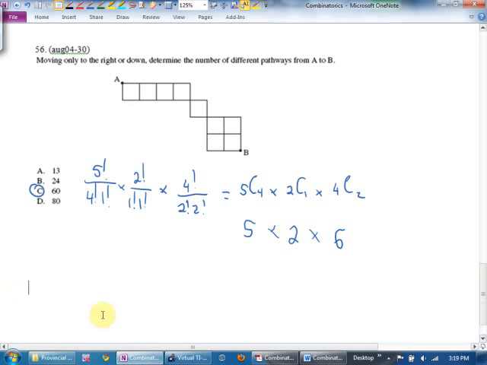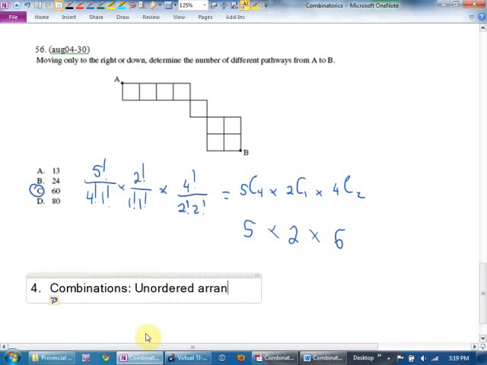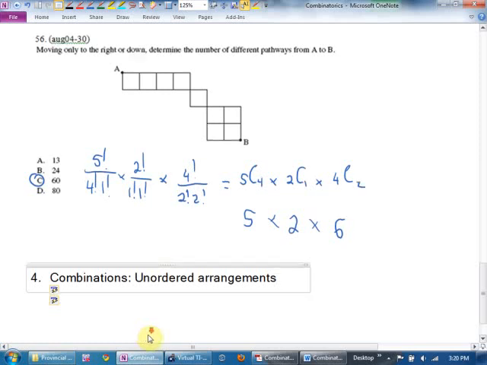Long, but yes. Combinations. Unordered arrangements. Now, they'll rarely use the word arrangement to refer to a combination. They'll often just say chosen. If they do say the word arrangement, they'll put the word unordered in front of it. Order does not matter.